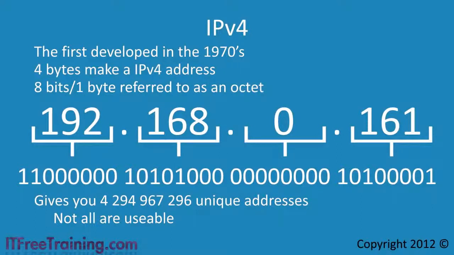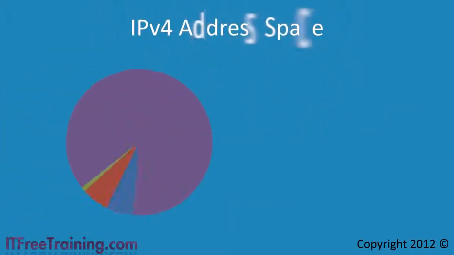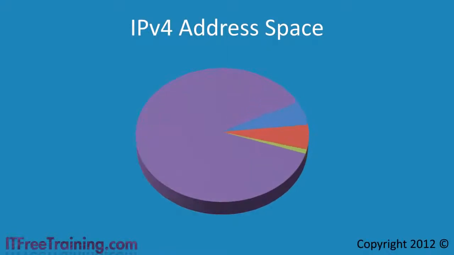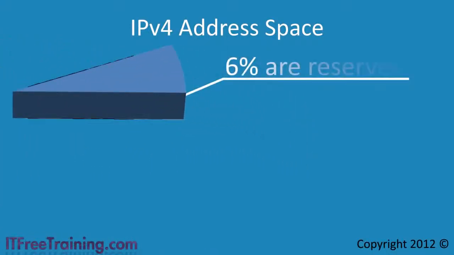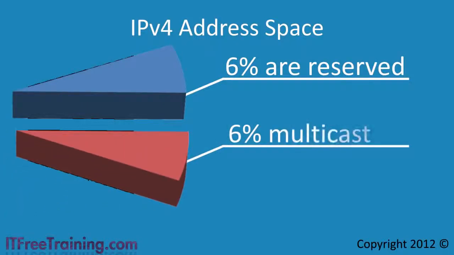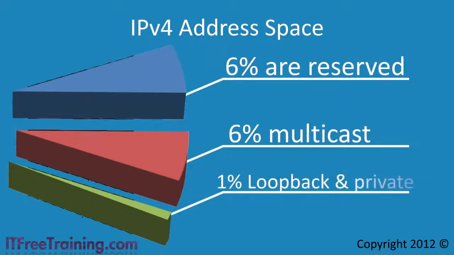This occurs either by design or when the addresses are divided up in a process called subnetting. If you look at the IP version 4 address space as a piece of pie, out of this pie, 6% is reserved. Maybe one day these IP addresses may be usable, but at present with the design of IP version 4, they are not. Next, there are multicast addresses. These addresses take up another 6%. Multicast addresses perform an important role in IP networks. Lastly, you have 1% that is used for loopback and private addresses.